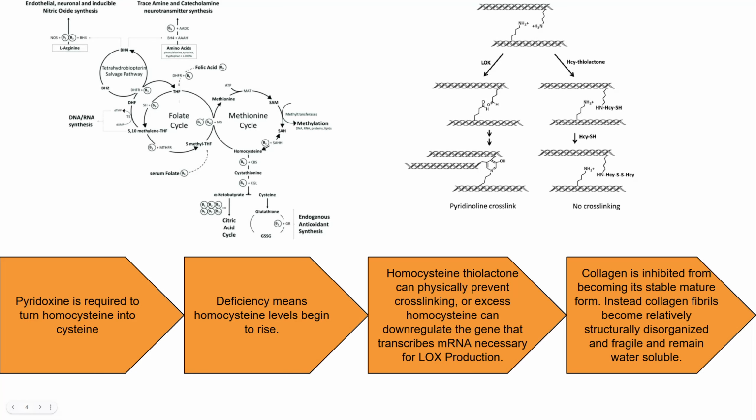So, as the slide says, pyridoxine is required to turn homocysteine into cysteine. That means during pyridoxine deficiency, homocysteine levels will rise. As we learned from the riboflavin video, excess homocysteine leads to homocysteine thiolactone, impairing collagen cross-linking. This can lead to our collagen not becoming its stable and insoluble form, which, just like riboflavin, means that those moist environments in our skin, such as around the lips or like our armpits or something like that, are more prone to break down.